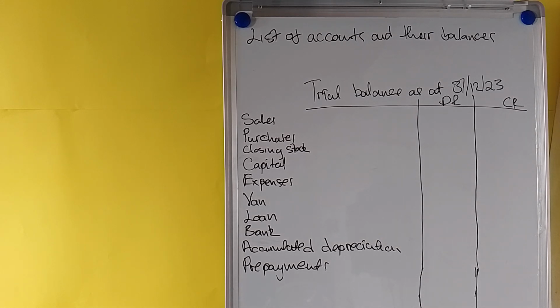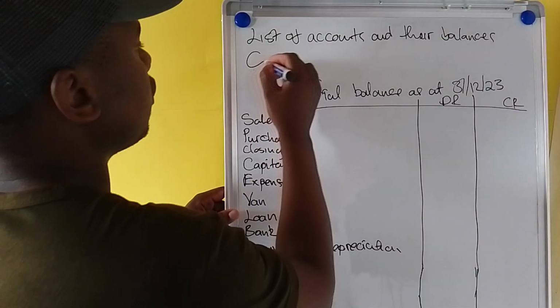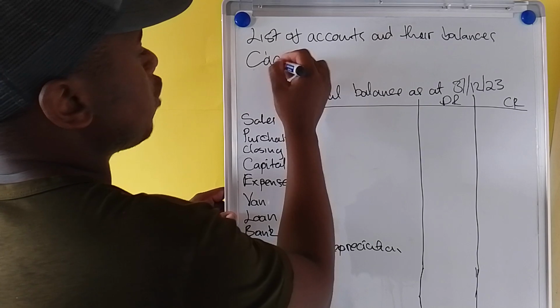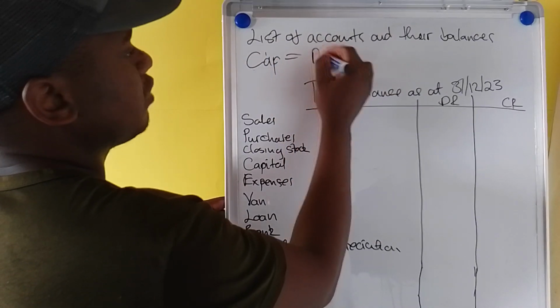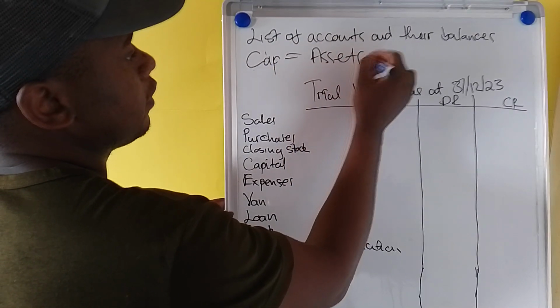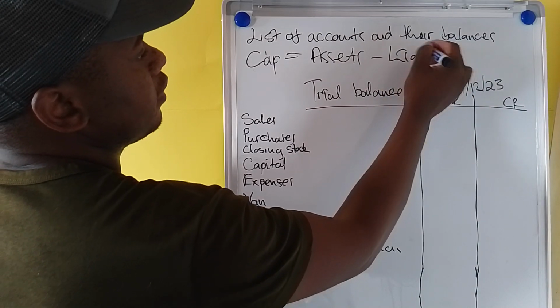Here we are saying you have to know whether an item belongs to the capital side, or to the asset side, or to the expenses side, or to the liability side. Now let's look at the accounting equation. It says capital is equal to assets minus liabilities.